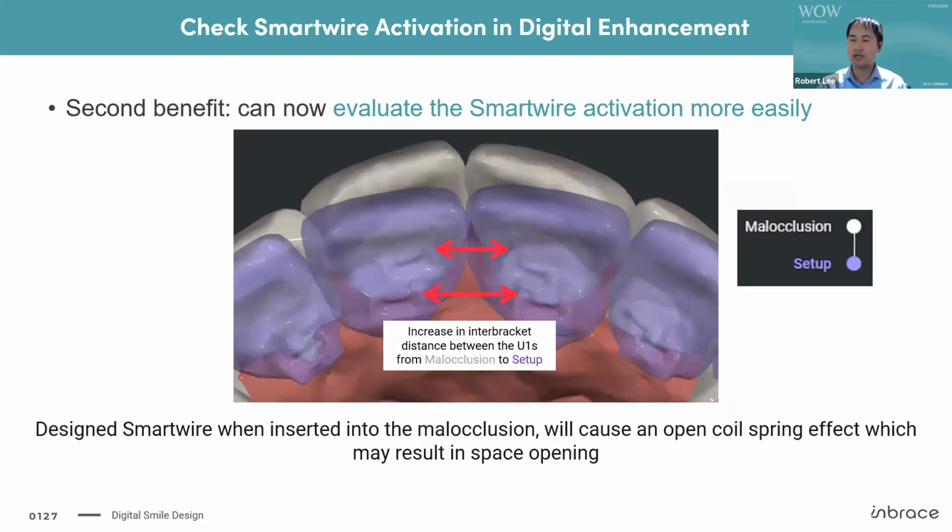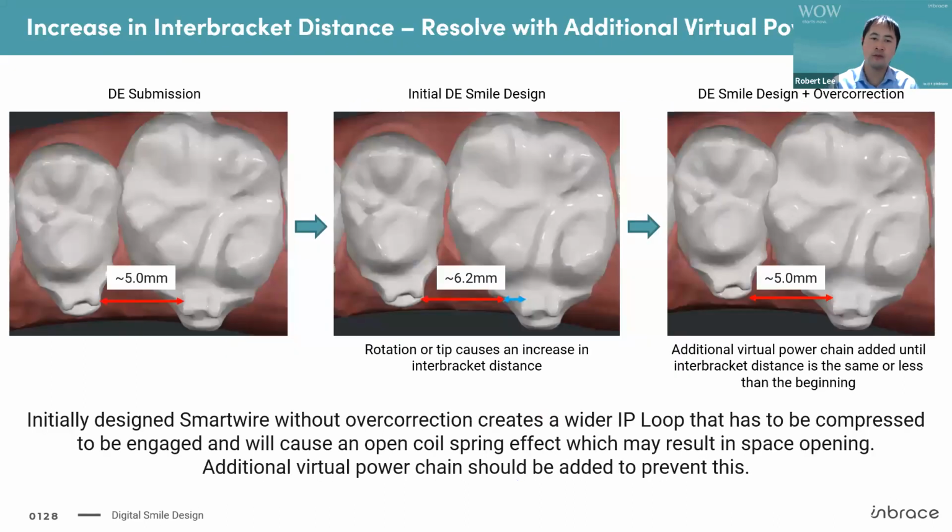You can also see the inner bracket distance change a lot more easily. I would say this is one of the most important aspects and nuances of smile design, especially in digital enhancement: prevent spaces from forming. A lot of providers have expressed they're getting spaces forming, and the reason why is this increase in inner bracket distance. When you go from the left image to the middle image, your smile design is causing a large rotation on the small lateral. Now you have a loop that's 6.2 millimeters in width that you're inserting into a width of 5 millimeters at the malocclusion. That's going to want to open a space up.